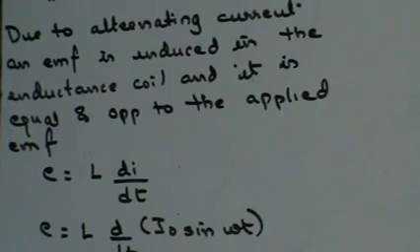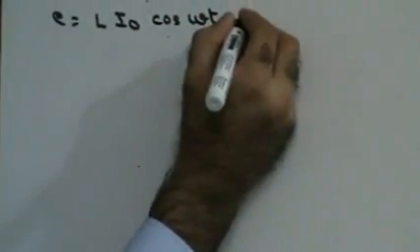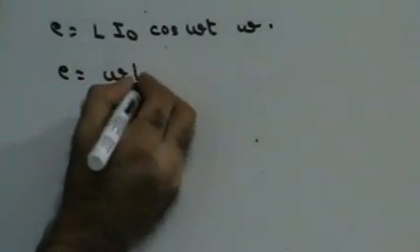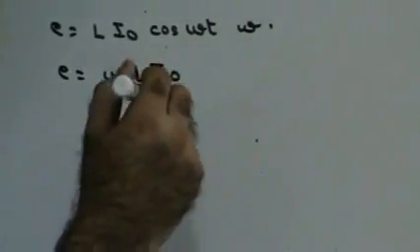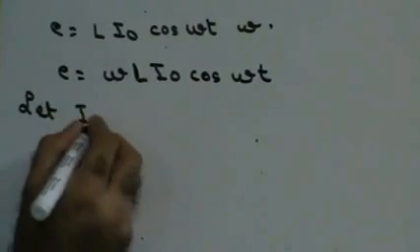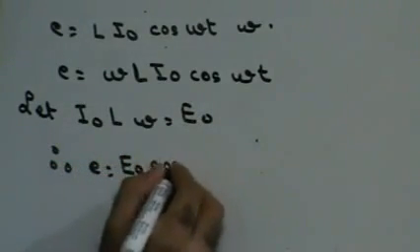So E is equal to L into I0 d by dt of sin u. The derivative of sin u is cos u du by dt, and d by dt of omega t is nothing but omega. So E is equal to omega L I0 cos omega t. Now let us assume that I0 L omega is E0. Thus E is equal to E0 cos omega t.